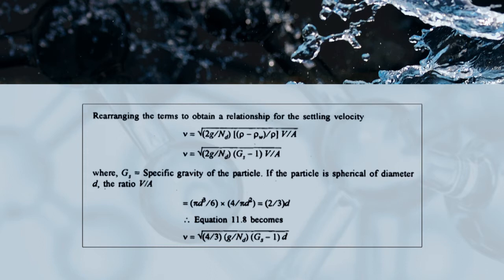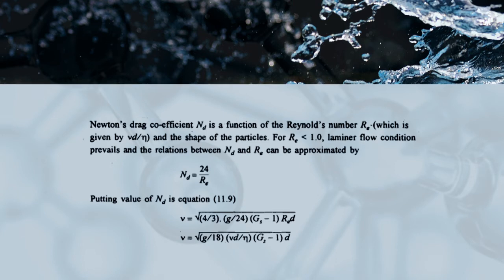Suppose the particle's shape is spherical and the diameter is d. Then in that case the ratio of V divided by A is equal to pi d cube divided by 6 into 4 divided by pi d square. So the value is equal to 2 by 3 d. So now V is equal to 4 by 3 into g by Nd into (Gs minus 1) into d. Newton's drag coefficient Nd is a function of the Reynolds number Re and the shape of the particle.